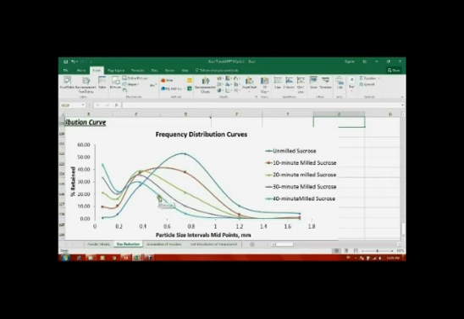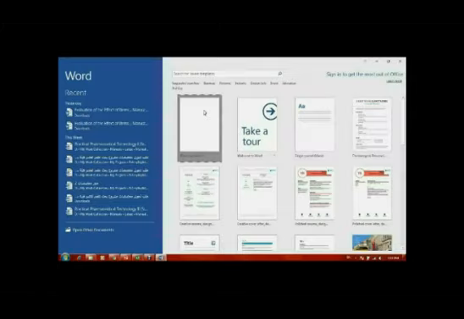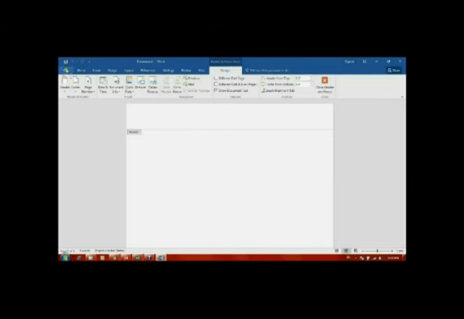Also, you will see that the distances between the curves will get smaller and smaller as we are approaching the optimum milling time. Now, please build your portfolio pages.